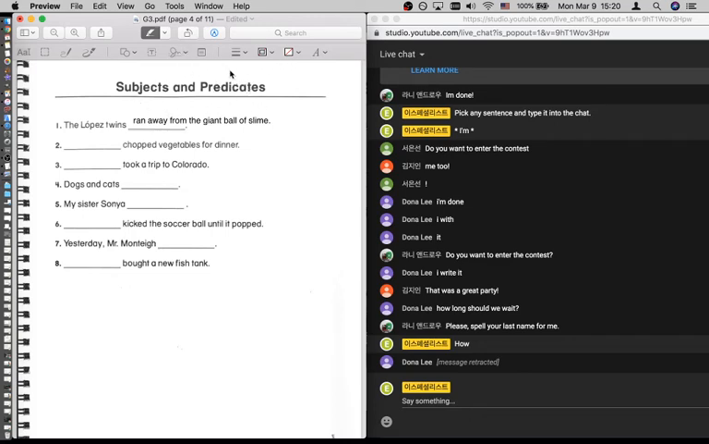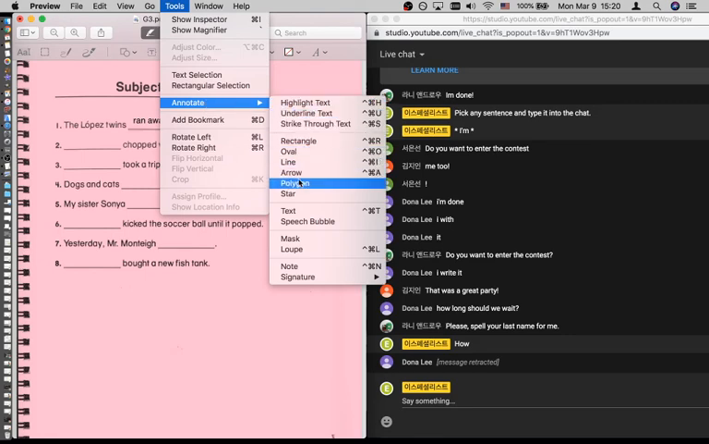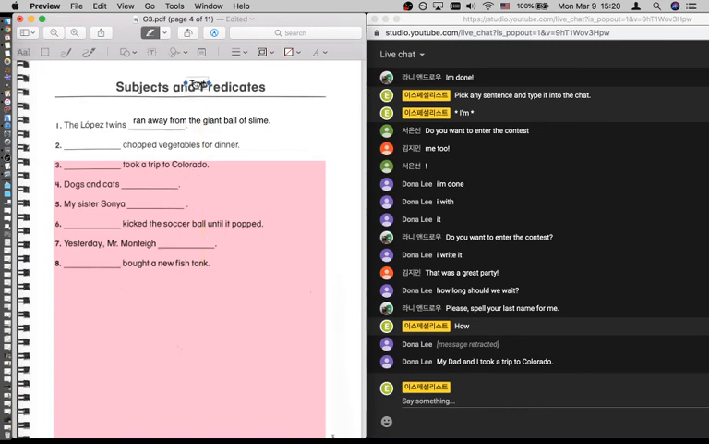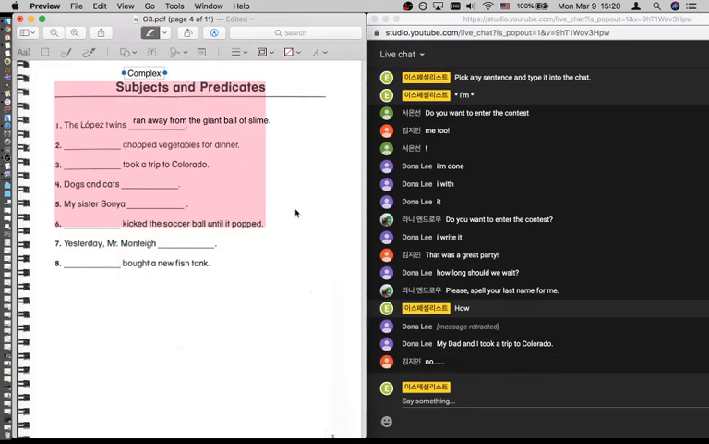Maybe I should add that here. Add another one easily. My complex subjects and complex. Very good. My dad and I took a trip to Colorado. Good, that's this here. My dad and I, complex subjects. Good. It's not just one thing, it's two people, and not just anyone's dad, but my dad. Very good. We have all of that here.